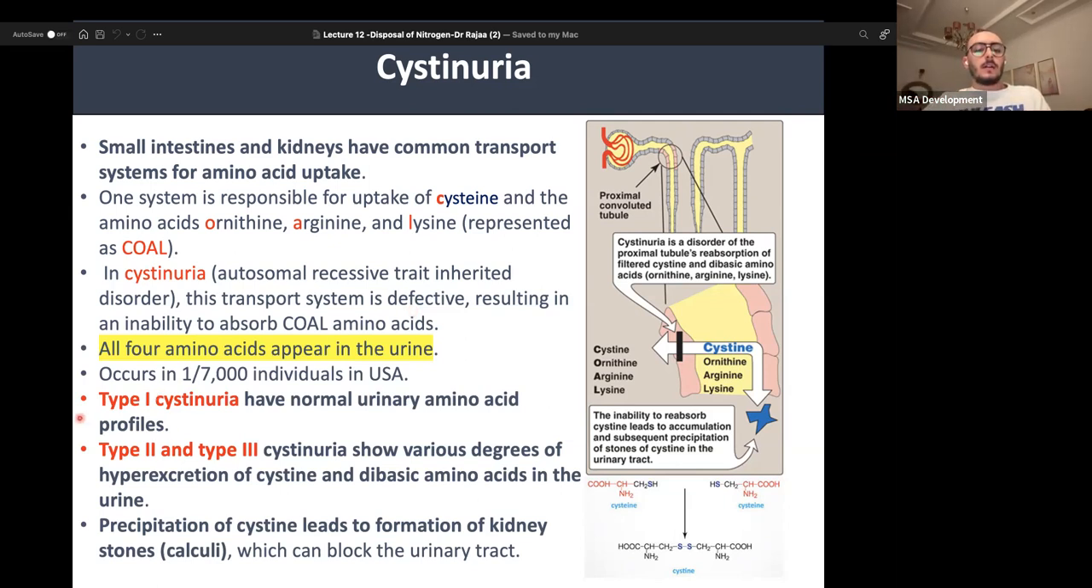You also need to know there are types, type 1 and type 2. Type 1 usually has normal urinary amino acid profiles. Type 2 and 3, it's written here, and it's self-explanatory. Cystinuria shows various degrees of hyperexcretion of cysteine and dibasic amino acids in urine. So you will see those amino acids in urine in type 2 and type 3. The last point about cystinuria is that those amino acids can precipitate in the kidney and in the urinary tract, forming stones known as calculi, which will block the urinary tract.